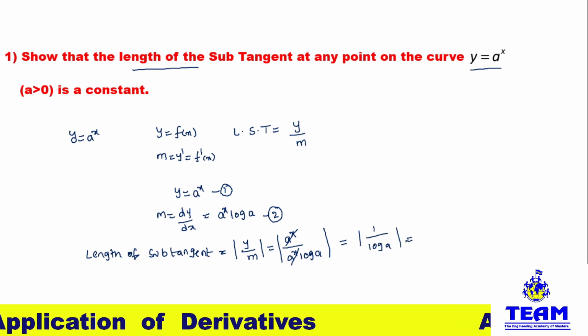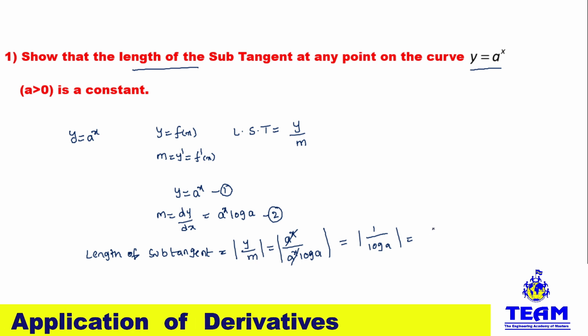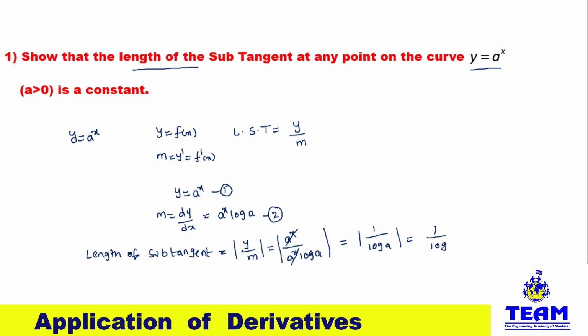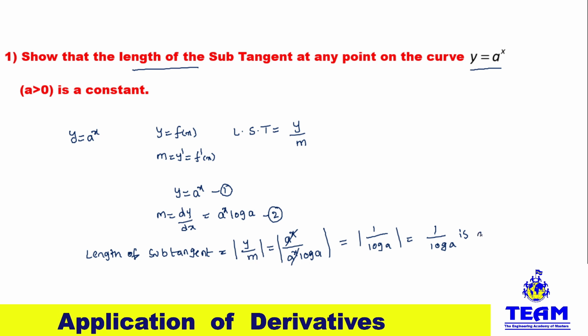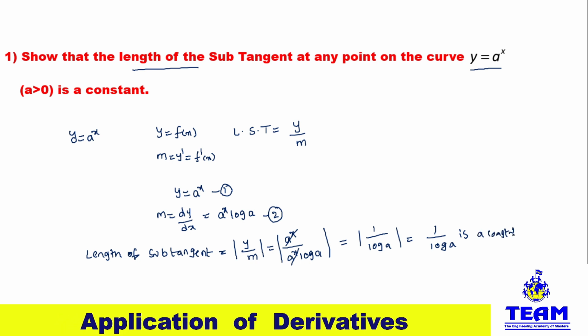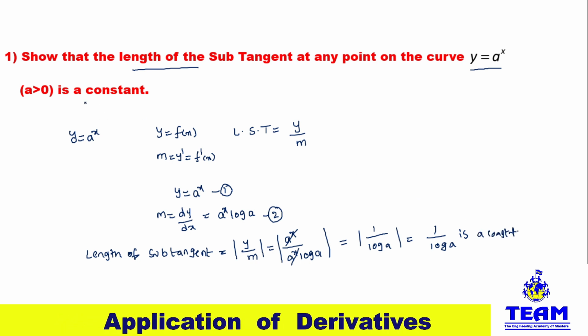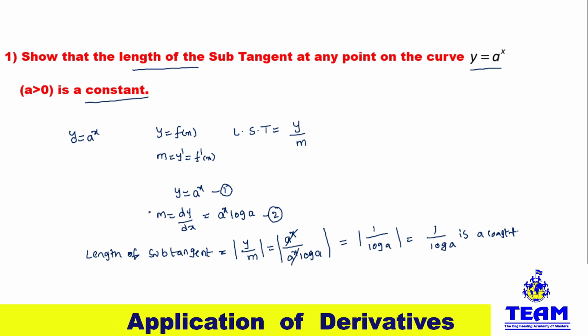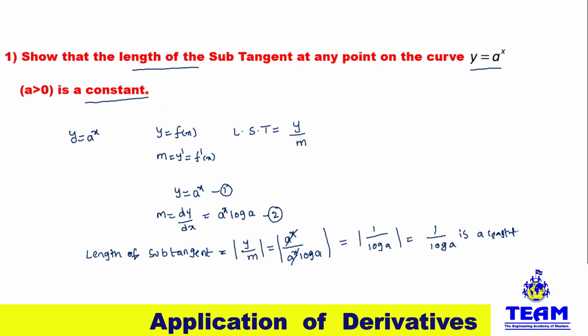If a is a constant, then log a is also obviously a constant. Then you will have 1 by log a is what? A constant. This one only we have to prove, or not? Yes or no? You see, we have to prove the length of subtangent is a constant.